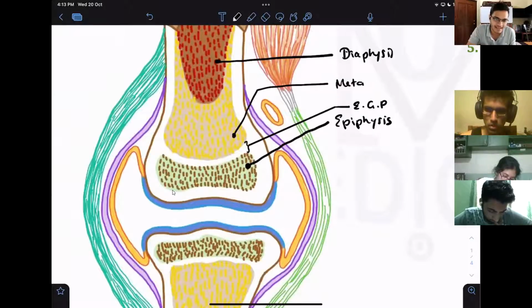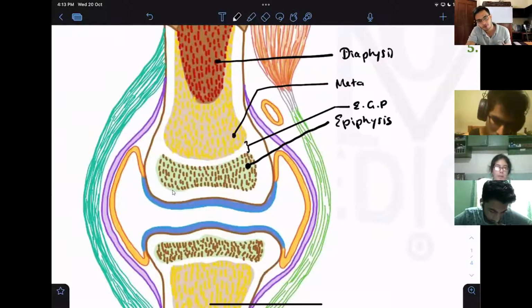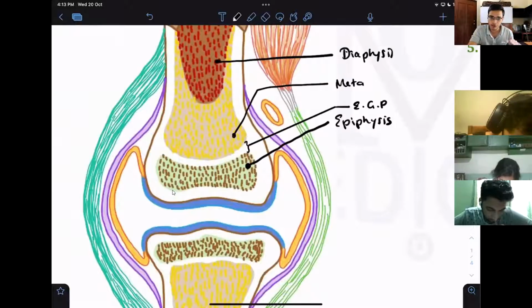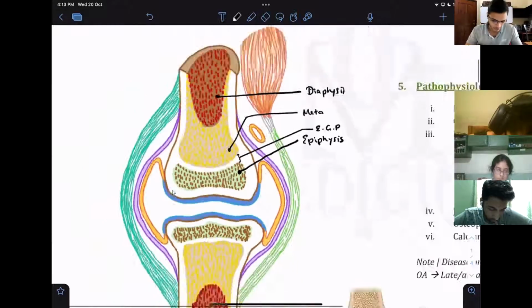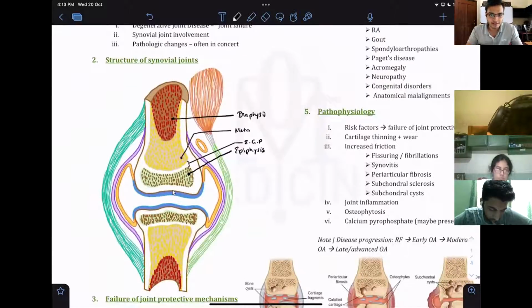After puberty, towards the end of puberty, the epiphyseal growth plate closes. What do we mean by the growth plate closing, guys? This gap becomes smaller and smaller until there is no gap. No gap there.